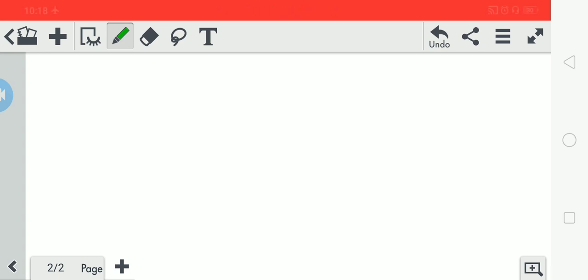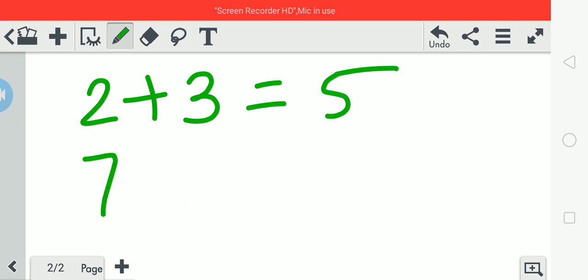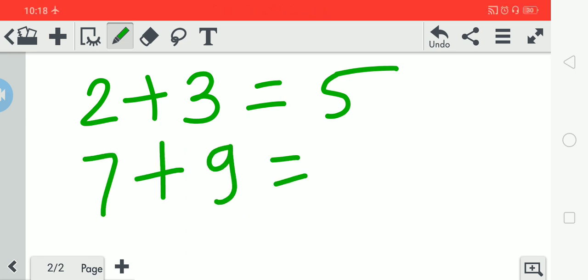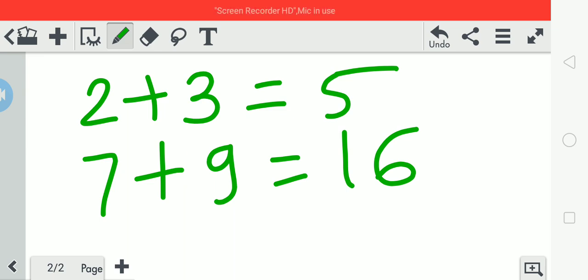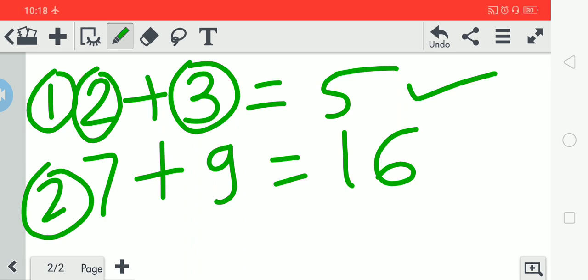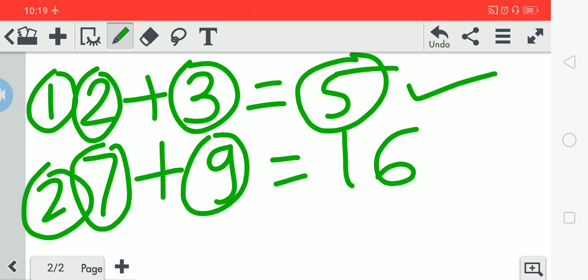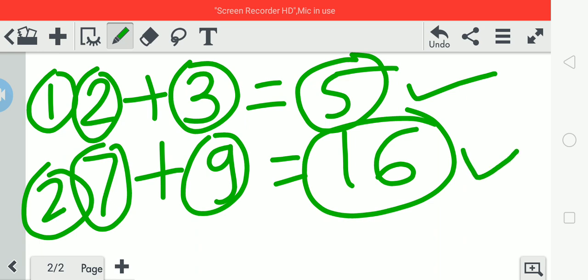Let's take simple examples. 2 plus 3 equals 5, 7 plus 9 equals 16. Here both numbers are positive. First example is 2 plus 3 equals 5. Second example is 7 plus 9 equals 16. In the first example, 2 and 3 are both positive, so the answer is also positive. Similarly in the second example, 7 and 9 are both positive, so the answer is also positive, right?